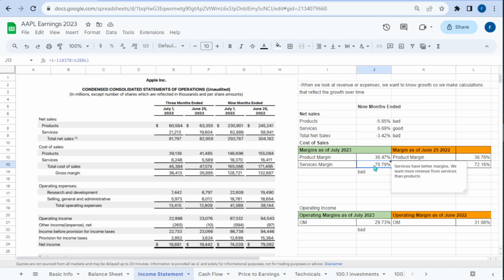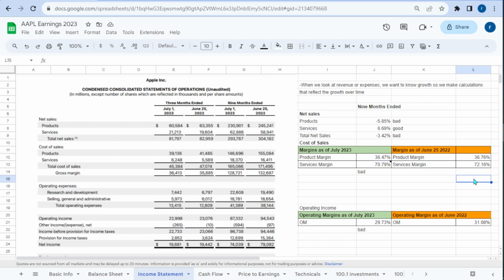Now, on the other side of that, we're looking at the service margin. So that means about 71 cents out of every $1 of sales is retained. So obviously, it's better to have more service revenue because the margins here are higher. So that is something very important that you need to pay attention to. If we have more service revenue, that's much, much better than the product margin, because the product margin, you can see, is only 36.47%. Service margin is 70.79%.